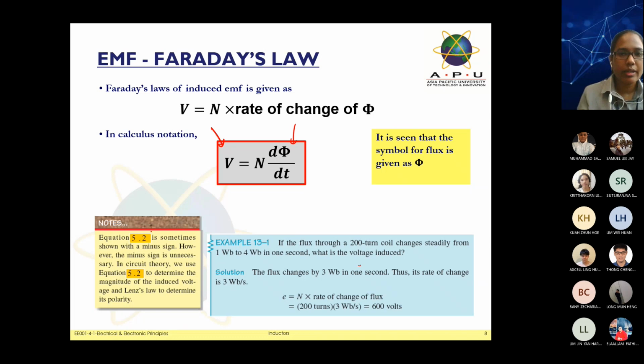All right, have a look at this next one. Just some explanations you can have a look at, it's just notes on how they come out with it based on the science. Now have a look at the part here based on the calculations. In this calculation, if the flux through a 200 turns coil changes steadily from 1 Wb to 4 Wb in 1 second, they highlighted the time, and at the same time they highlighted the coil turns, based on the flux here.